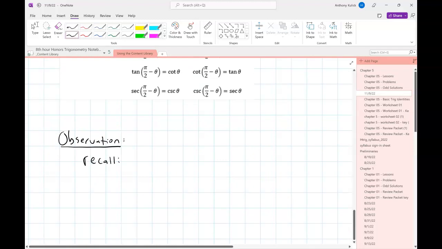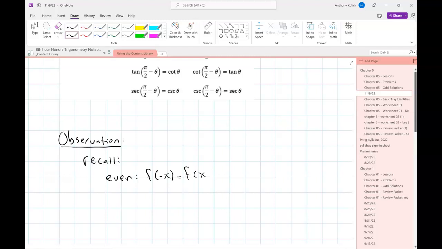So recall way back to chapter 1, we said that two functions are even if f of negative x is equal to f of x, and two functions are odd if f of negative x equals negative f of x, right? And then in chapter 3, we noticed that sine and tangent were odd functions, and cosine was an even function.